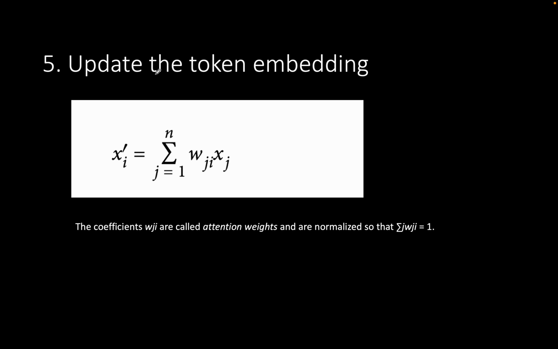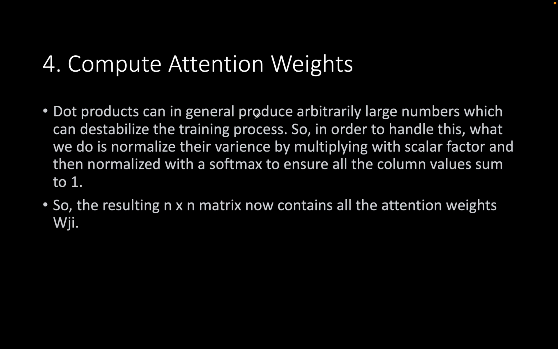And the last step is to update the token embedding. This is the initially generated token embedding, this is the attention weight generated, and this will be the updated token embedding, with the coefficient Wji being the attention weight, like I mentioned. The summation over j equals 1 to n of Wji will be 1, because we have already normalized it using a softmax function.